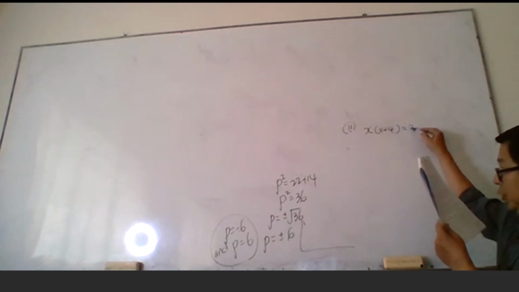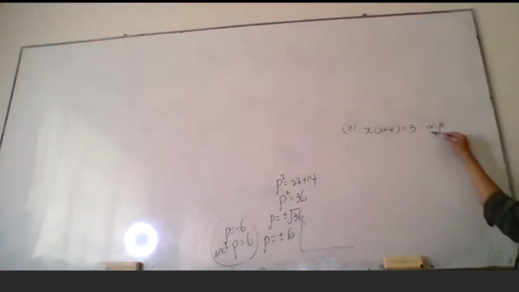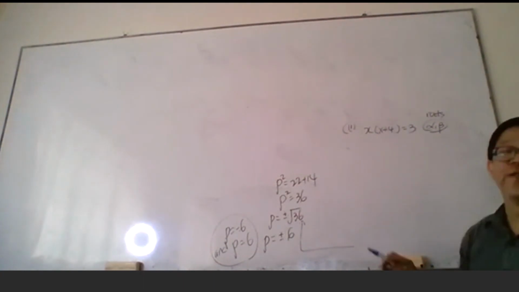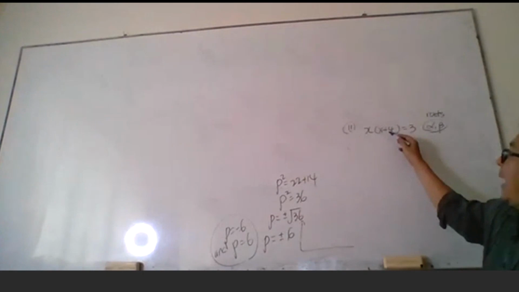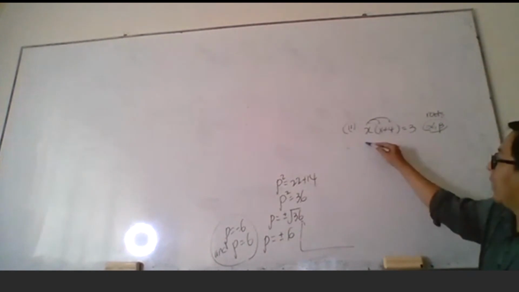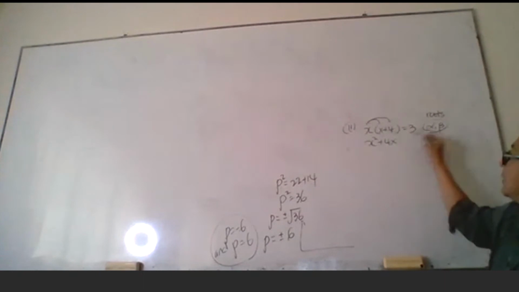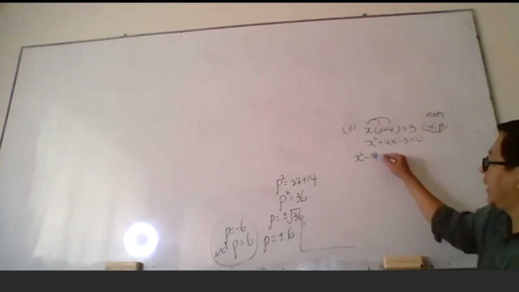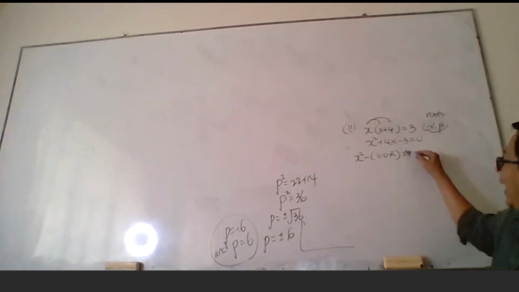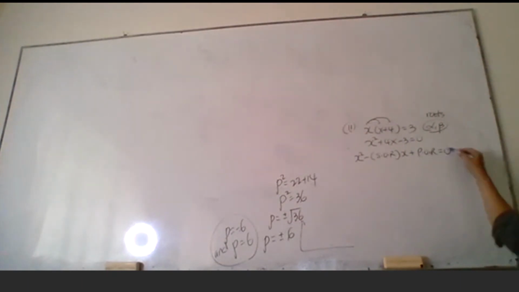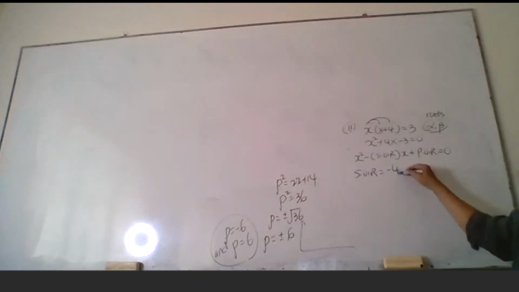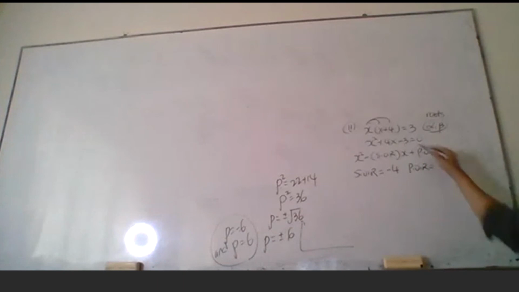(x + 4) equal to 3. So the roots are alpha, beta. First of all, I'm going to expand. I will get x squared plus 4x minus 3 equal to 0. So that is x squared minus sum of the roots x plus product of the roots. And the sum of the roots actually is negative 4, and the product of the roots you get negative 3.